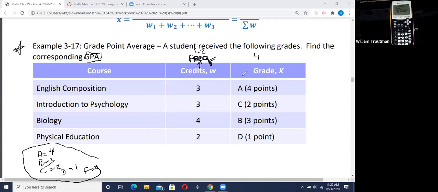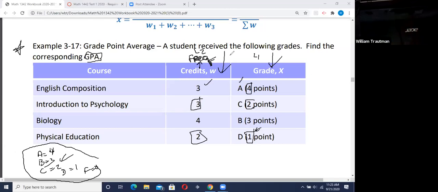So if somebody got an A in a class, A is worth 4 points, we type a 4 into L1, and it's a 3 credit course, so you get 4 points for 3 credits. If you get a C, once again, C is worth 2 points, and it's a 3 credit class. PE is only a 2 credit class. But if you get a D in physical education, somebody's not been working out, D is worth 1 point. So let's put this in L1 and let's put this in L2.